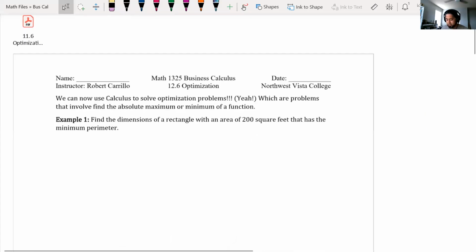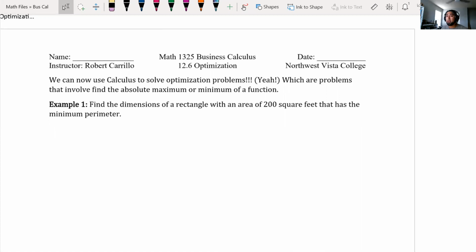Today we have optimization, which is basically application problems for finding maximums and minimums. So we're going to be told to optimize something, meaning can we find the maximum output or the minimum output? When you see the word optimize, that just means find a maximum or minimum. So we're going to optimize the area, perimeter, cost, revenue, profit. All of those mean let's find a max or minimum.